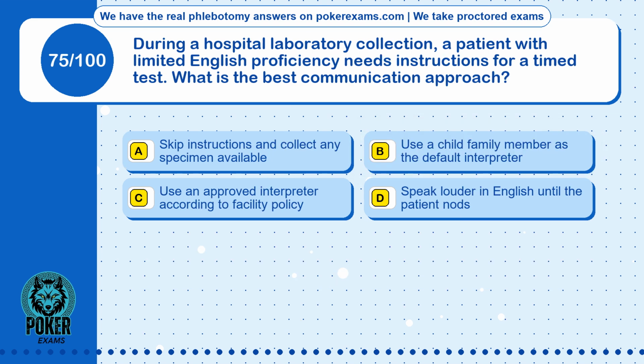Question 75. During a hospital laboratory collection, a patient with limited English proficiency needs instructions for a time test. What is the best communication approach? Option A. Skip instructions and collect any specimen available. Option B. Use a child family member as the default interpreter. Option C. Use an approved interpreter according to facility policy. Option D. Speak louder in English until the patient nods.